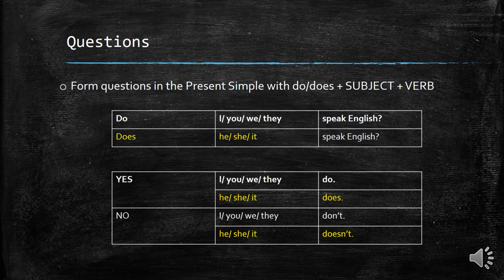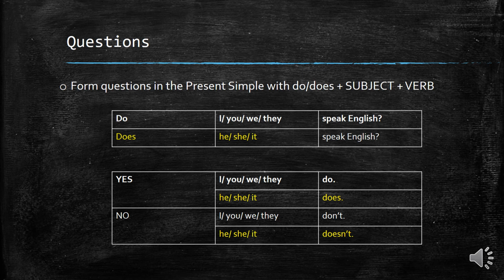For example, does he, she speak English, or do they speak English? It's very simple. You just have to put do and does in front, and then you put the subject and then the verb, and you're done. When you have yes and no answers, you use the same structure. Yes, they do. Yes, he does. No, they don't. No, she doesn't.